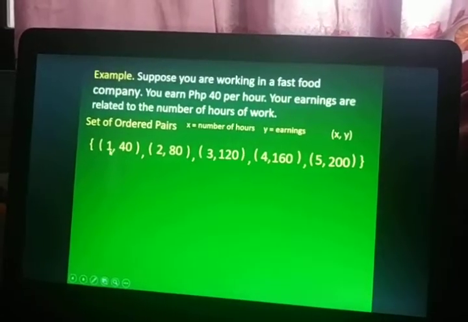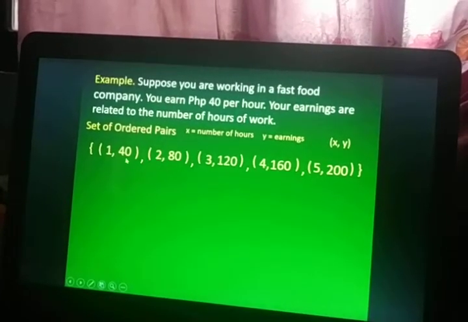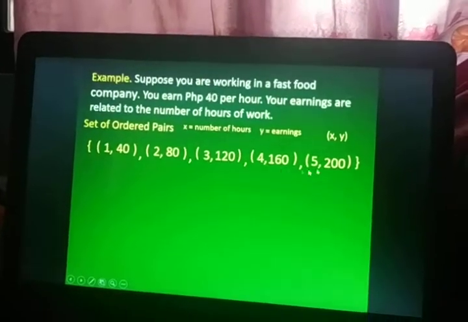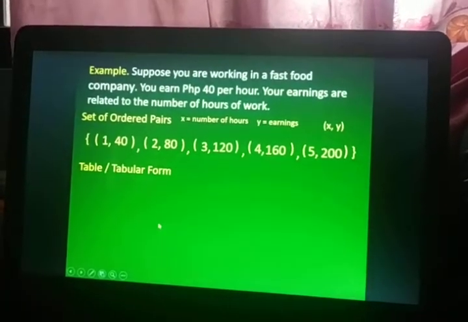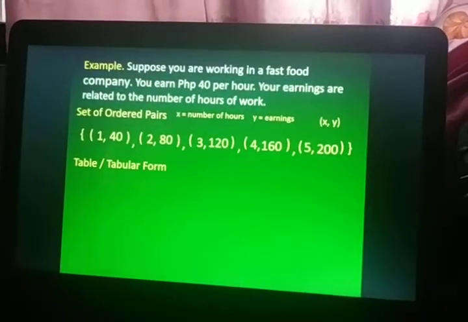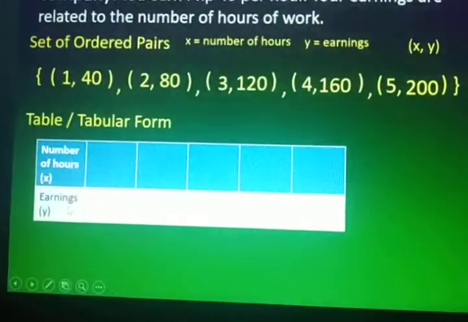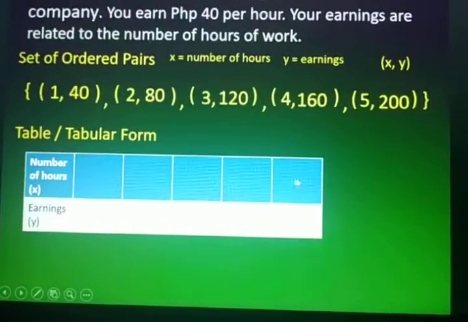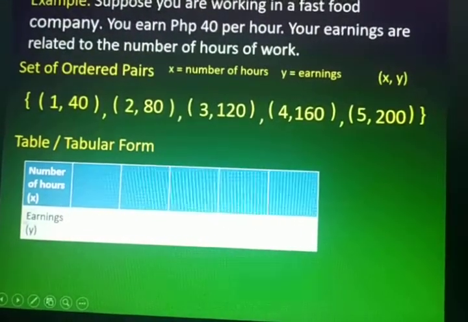Okay, x values are 1, 2, 3, 4, and 5. For y values, you have 40, 80, 120, 160, and 200. Okay, let's arrange this in a table or tabular form. The function or relation can also be in table or tabular form. You'll have two rows. The first row is for the number of hours represented by x, and for the earnings represented by y.